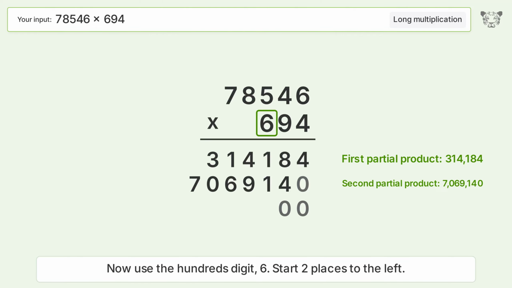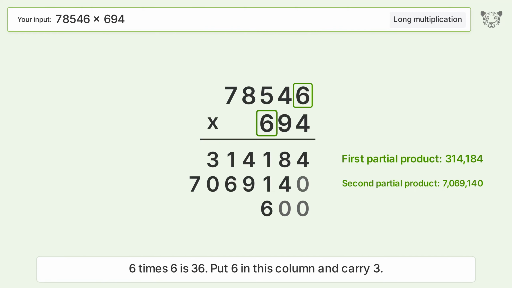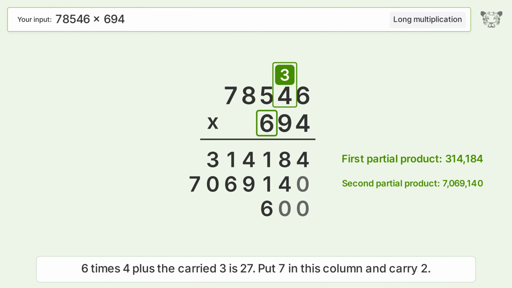Start two places to the left. 6 times 6 is 36. Put 6 in this column and carry 3. 6 times 4 plus the carried 3 is 27. Put 7 in this column and carry 2.